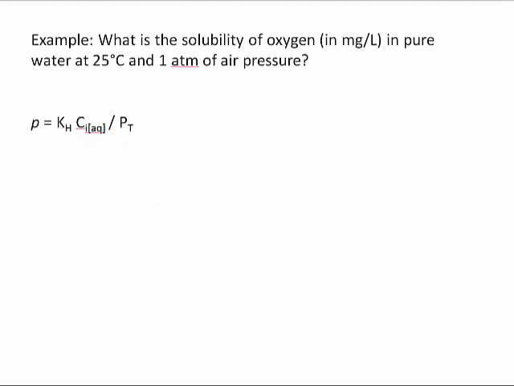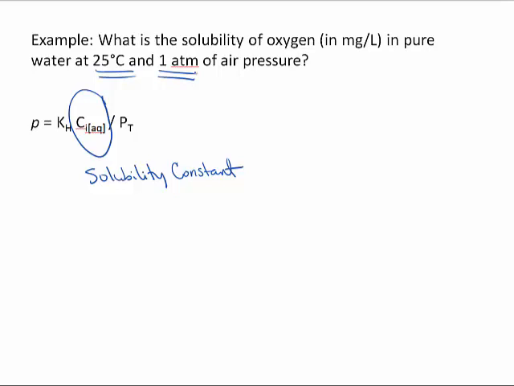So you can use Henry's law to solve for the aqueous concentration of a gas, and this is something that you would consider as a solubility constant. I want to introduce this because dissolved gases do become a constituent of water. In this example, we're asked to find the solubility of oxygen in milligrams per liter in pure water at 1 atmosphere and 25 degrees Celsius. These are significant because Henry's law constants are explicit for temperature and pressure.